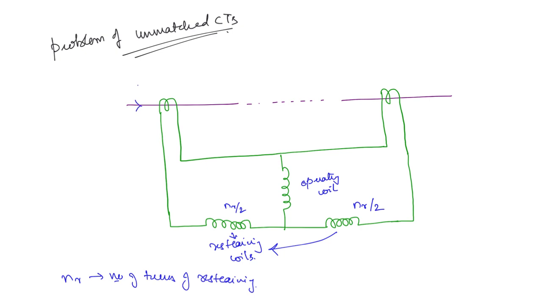Now the same current I is flowing in the transmission line, but in the secondaries of the CTs, different currents are going to be induced. So if here the current is I1 and here the current is I2, then the current through the operating coil is going to be I1 minus I2. And what will be the current through the restraining coil? Through one half it is I1, and through the second half the current is I2.